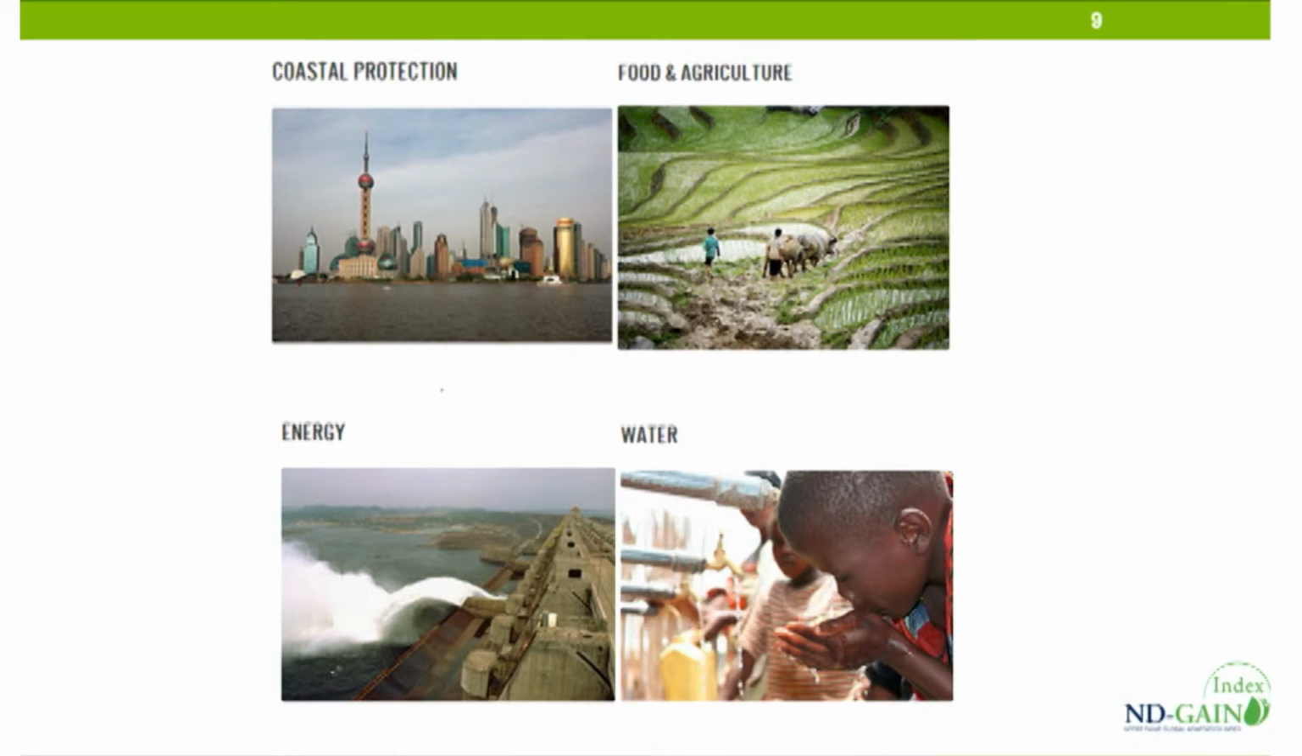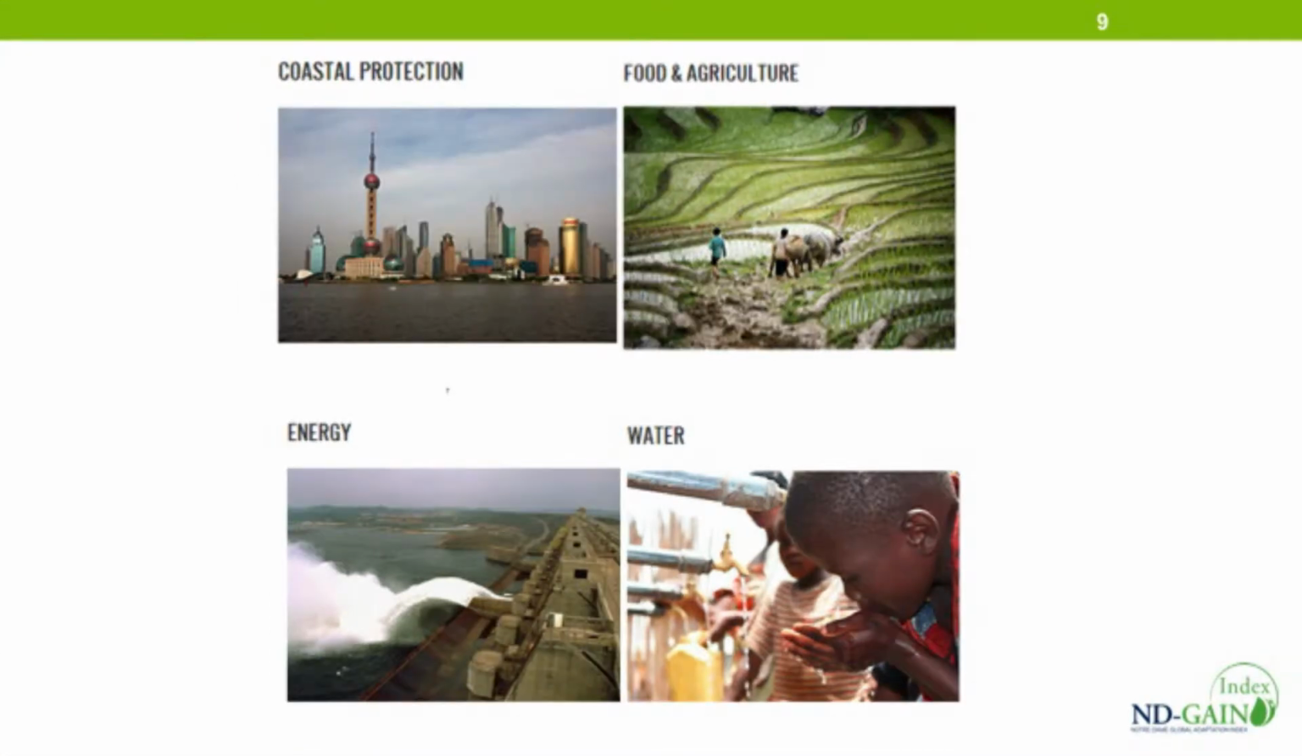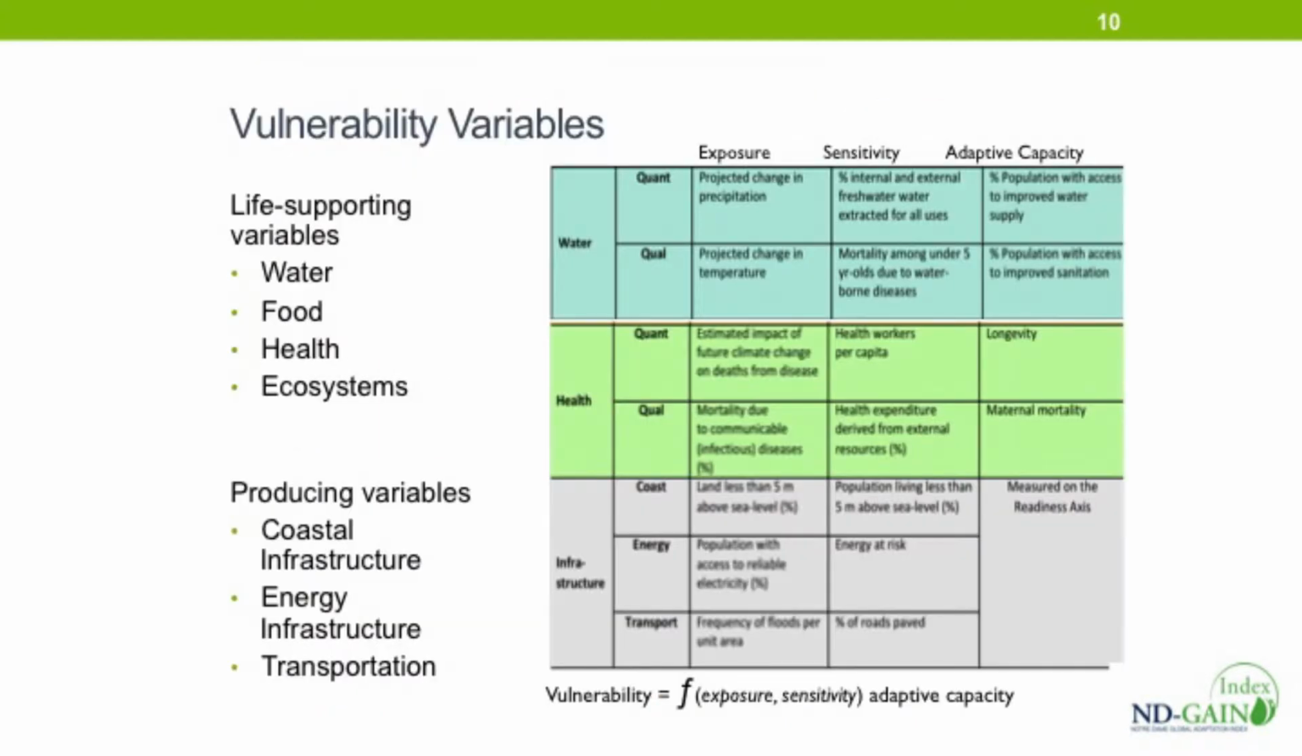It's based on vulnerability, which essentially covers a number of very important sectors that affect a country's well-being. You can read them there. I'm not going to read them off myself, and we've heard about some of them already. Each of those is measured by a series of measures, which I'm not going to go through in detail, but there are about 34 different measures that go into estimating the vulnerability of a country.